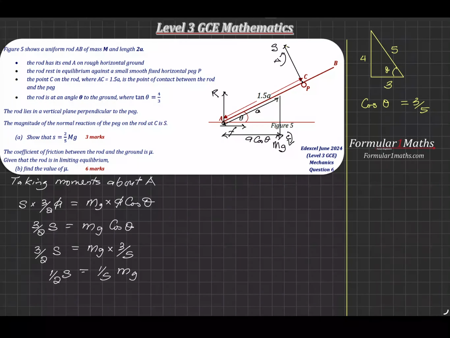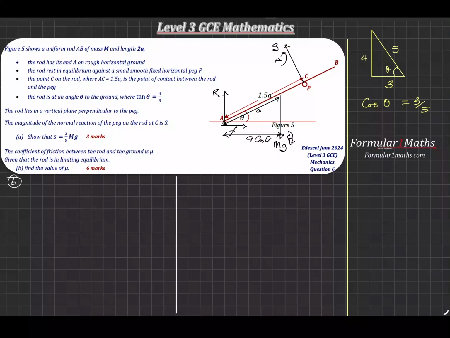If I do that, I'll get S on the left-hand side and 2 over 5 mg on the right-hand side. And as we can see, this is exactly the same as that. And so that's the proof for A.